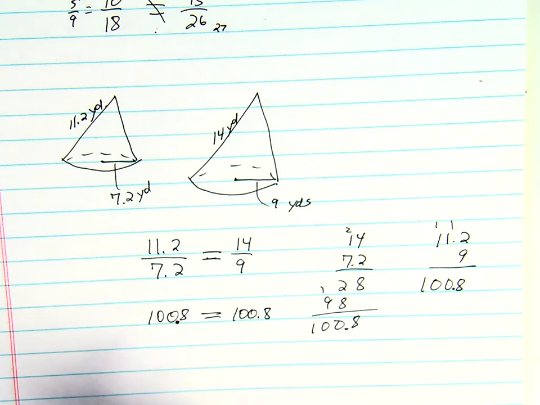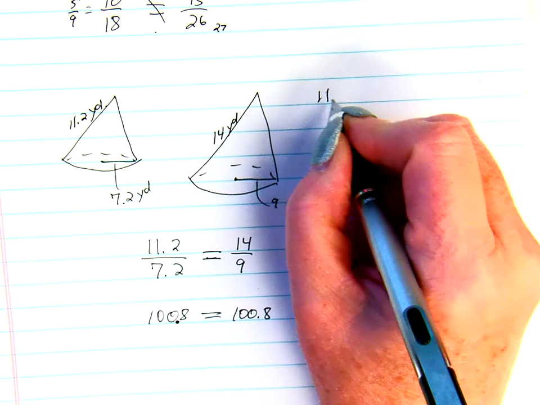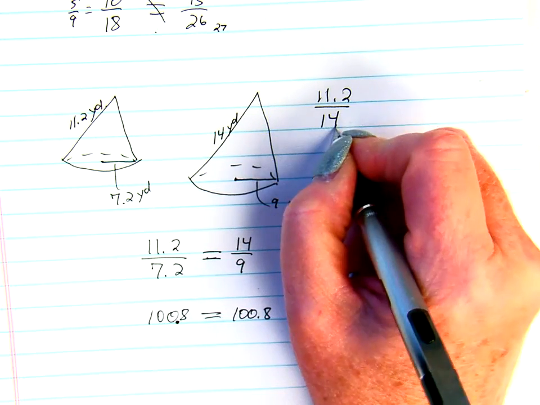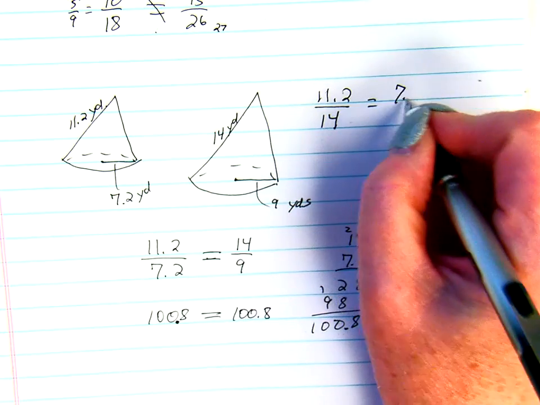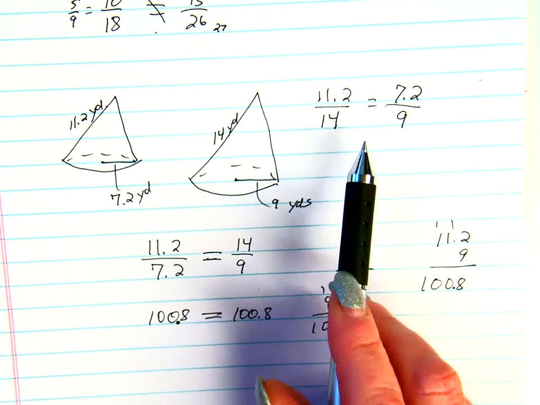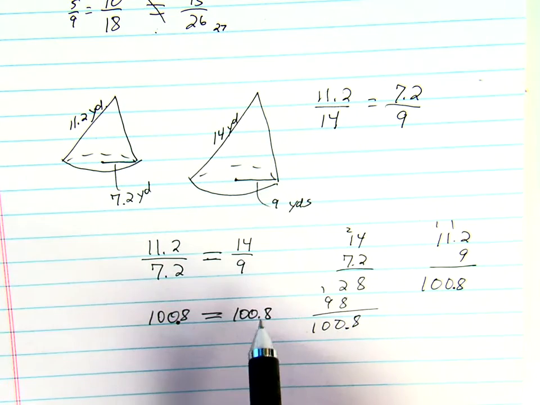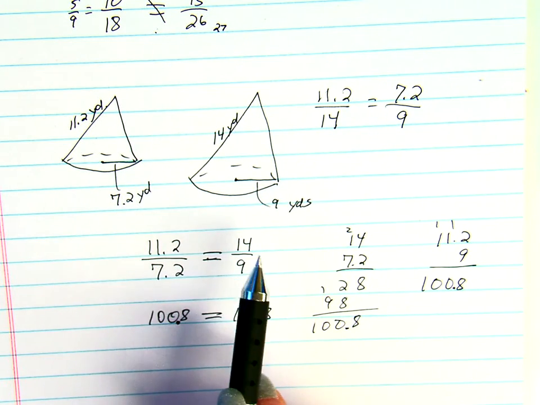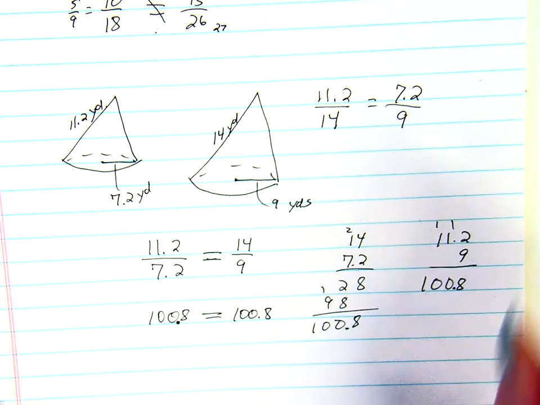Now, I set up my ratios this way, as long as you make sure that you set them up the same. I could have done 11.2 over 14 equal to 7.2 over 9. I could have set them up that way. I could have flipped it where it's 14 over this and 9 over this. So as long as you are comparing the same things, you can set those ratios up whatever works best for you. So that's how we find out that they're similar.